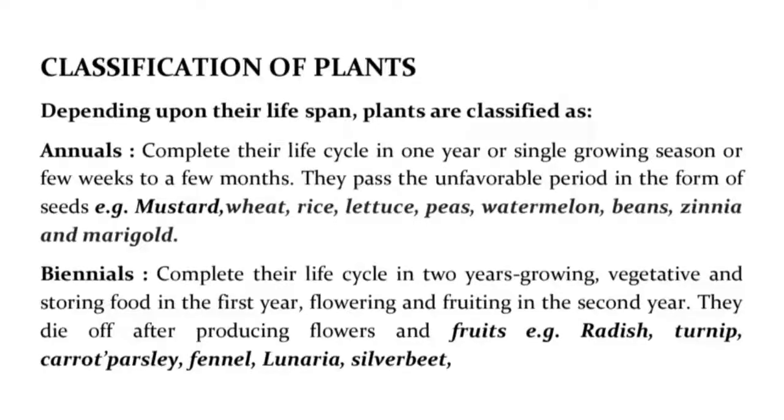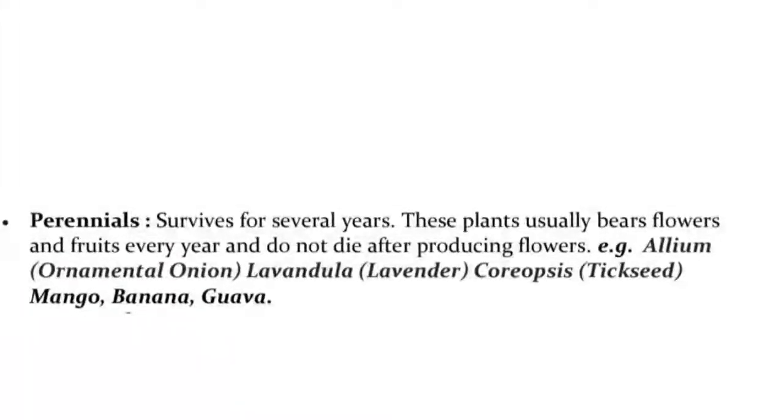Biennials complete their life cycle in 2 years, growing, vegetative and storing food in the first year, flowering and fruiting in the second year. They die off after producing flowers and fruits, e.g. radish, turnip, carrot, parsley, fennel, lunaria, silver beet. Perennials survive for several years. These plants usually bear flowers and fruits every year and do not die after producing flowers, e.g. allium, ornamental onion, lavandula, lavender, coreopsis, tick seed, mango, banana, guava.